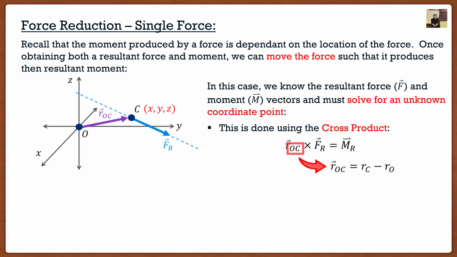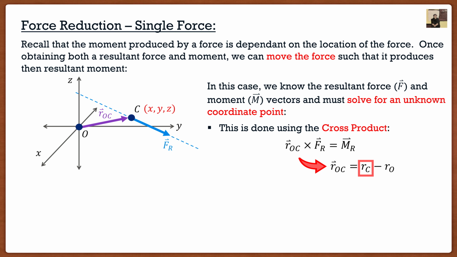So if we look at that position vector more closely, we know that a position vector is simply going to be the coordinate points of where we end up minus our initial coordinate points. So if we look at the coordinate points here, and we are going from the origin over to point C, well, our only unknown is going to be that coordinate point that we want to solve for. That point RO, we actually already know that one. So this is what we're trying to do, is solve for that coordinate point RC.